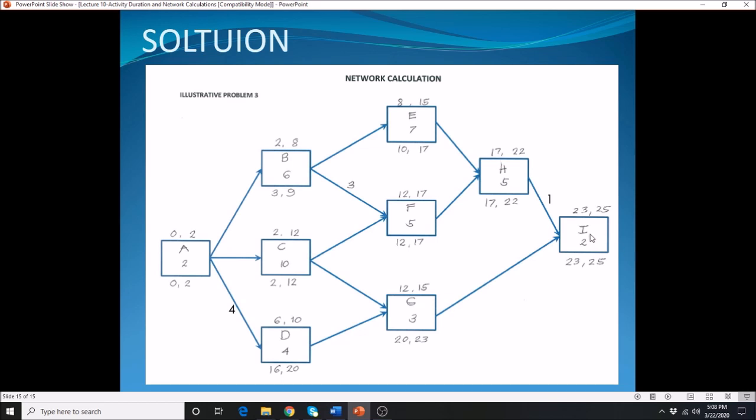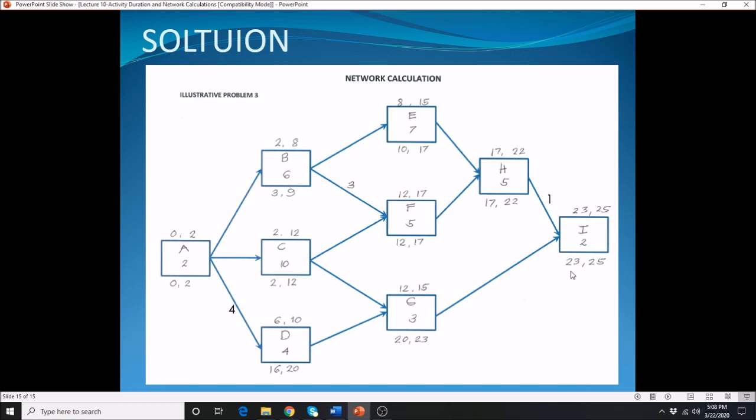Alright, and then when you move to your I, take note of this one here. 22 plus 1, that is 23, and we need to choose between 15 and 23. That's why we have here 23. 23 plus 2, 25. In this particular project here, the duration is 25. So whatever this value here, that is the value at the bottom here. And then perform the backward calculation.